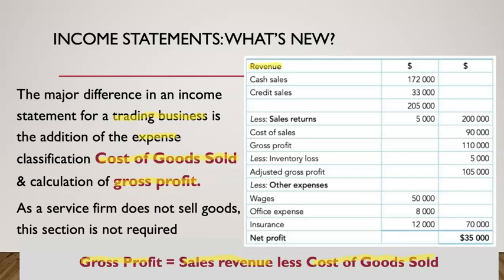Revenue could be two different types, cash and credit. And our revenue is $205,000. We're then going to reduce that by a thing called sales returns of $5,000, so our total revenue is $200,000. We have a cost of sales of $90,000, which is an expense, that results in a gross profit of $110,000.